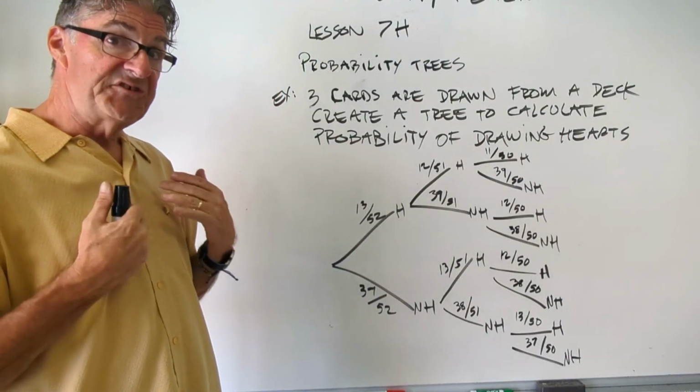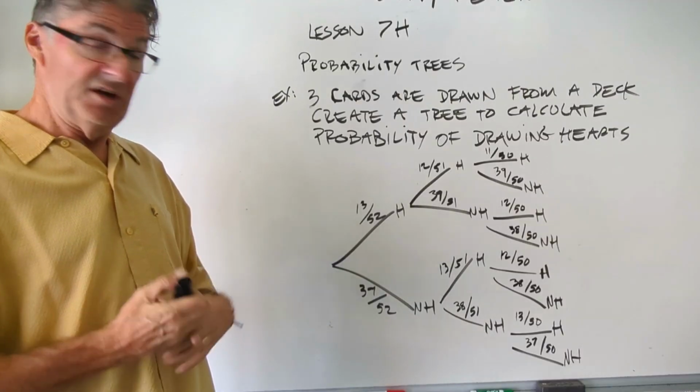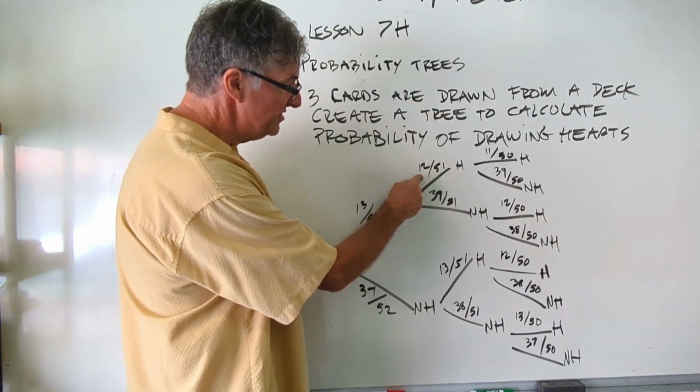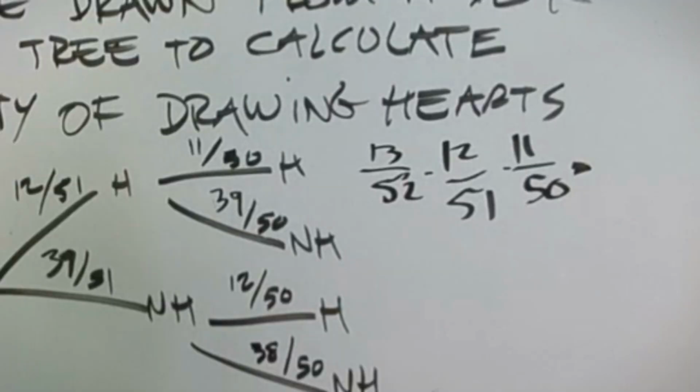Now, a real simple one is what is the probability of getting 3 hearts? You would just multiply the first heart probability times the second heart probability times the third heart probability. So that would be 13 over 52 times 12 over 51 times 11 over 50. And that's going to be a pretty small number.